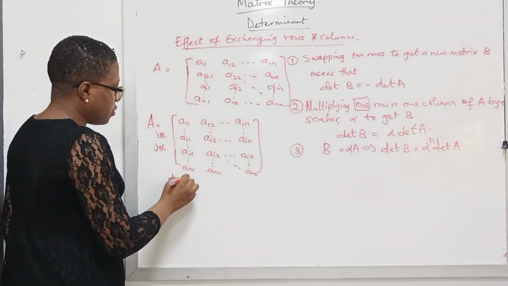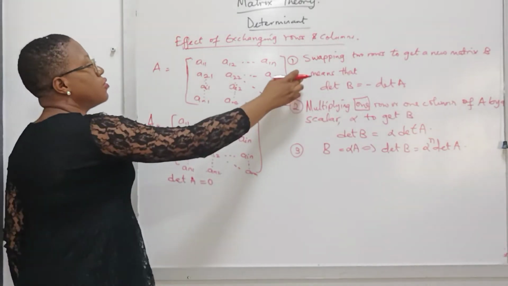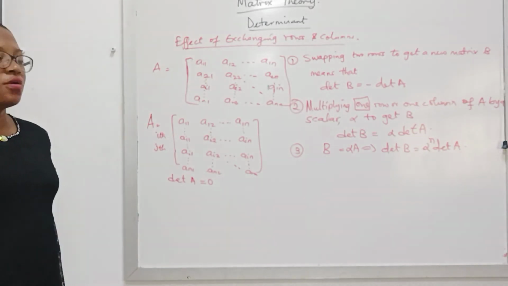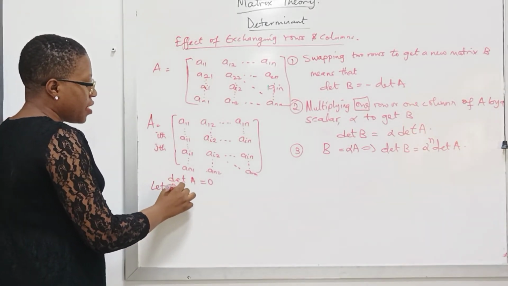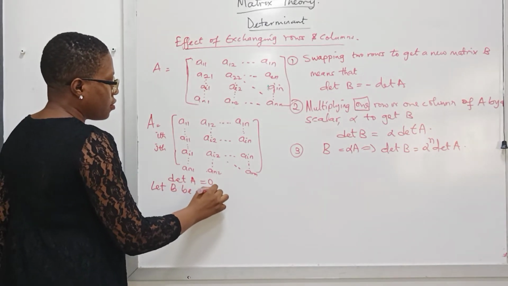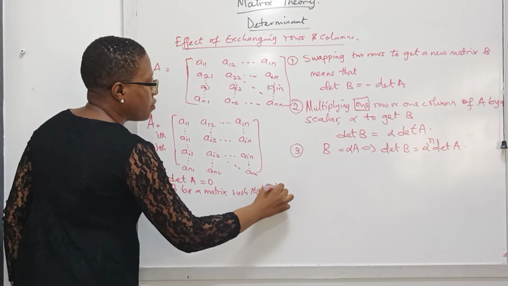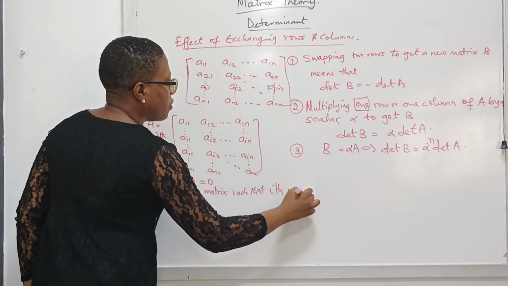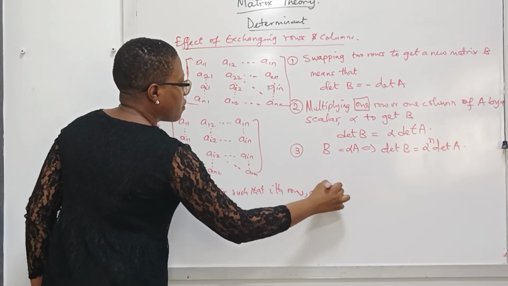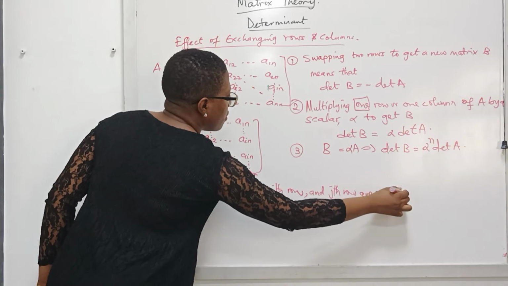The determinant of A is equal to 0. Can we prove it? We are going to use what we have here to prove it. So let B be a matrix such that the I2, this is the I2, right? And the J2 are exchanged. What will happen?